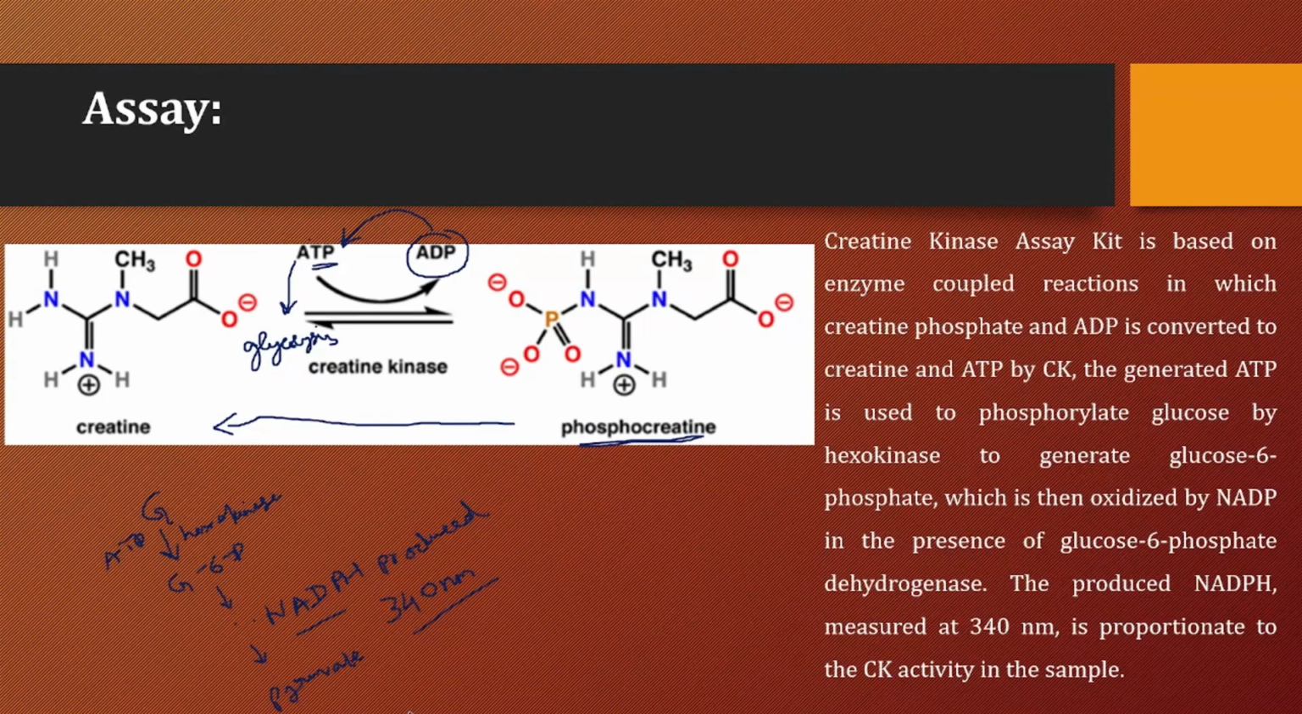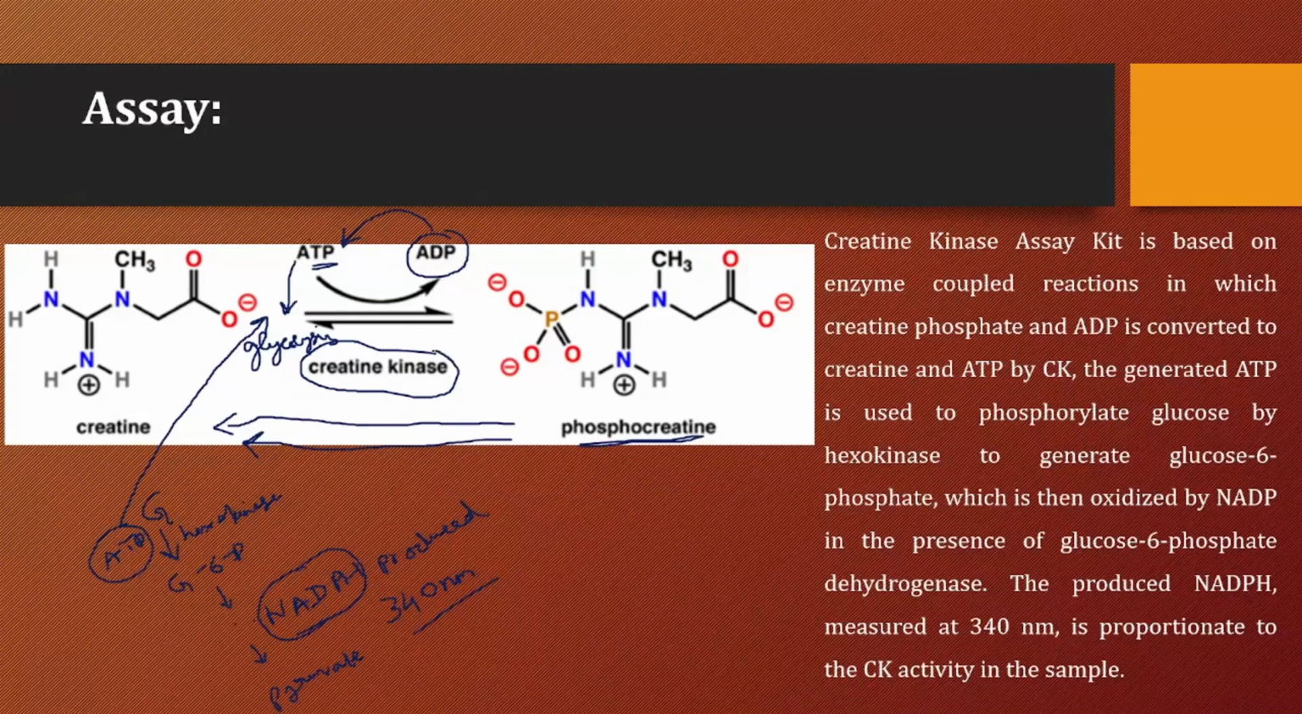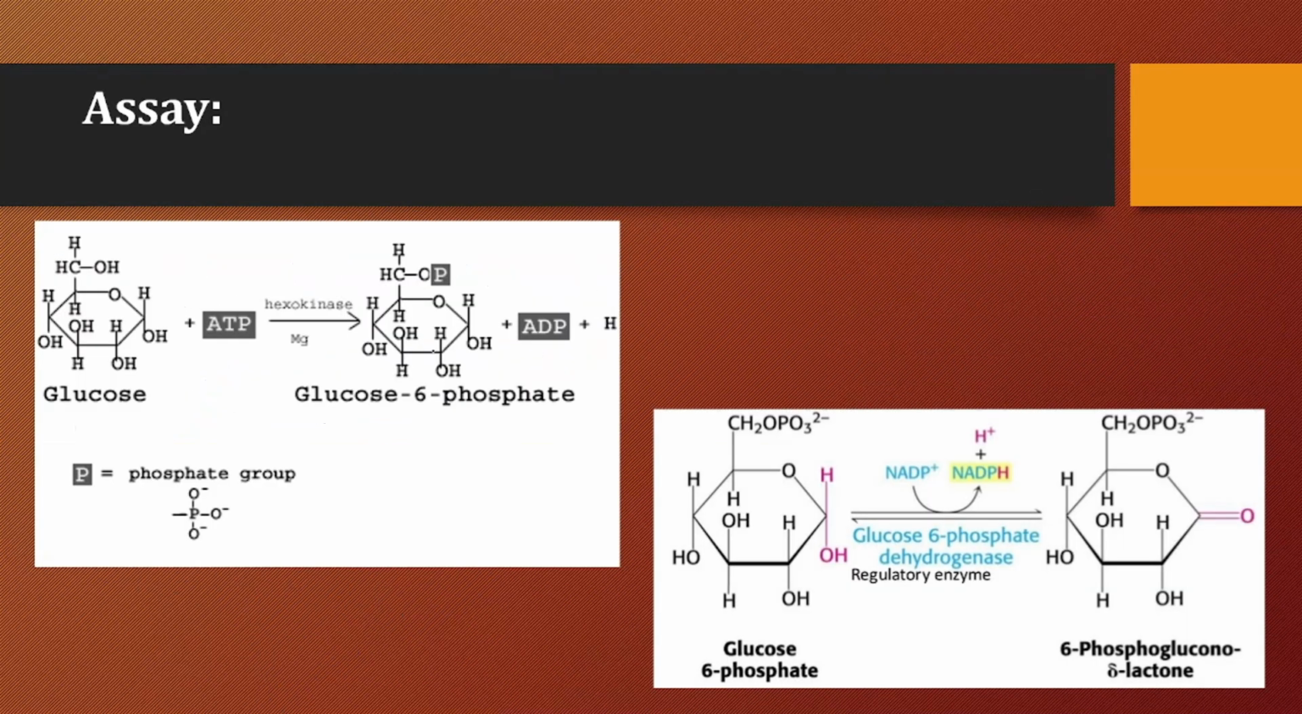So now we will backtrack. If NADPH is produced, that means ATP has been utilized by hexokinase, and this ATP came from this reaction. That means this reaction has occurred: phosphocreatine has been converted to creatine. That means creatine kinase is present. So this is the bioassay technique that we use to quantify creatine kinase. This is again another reaction showing that the ATP you are generating from the previous creatine kinase reaction, you are using in the glycolysis step.